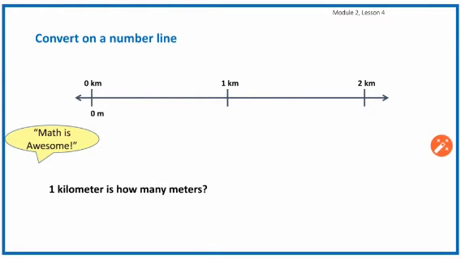One kilometer is how many meters? Yes, 1 kilometer is 1,000 meters. You are correct. 1 kilometer is equal to 1,000 meters. Good. 2 kilometers is how many meters? Good. 2 kilometers will give us 2,000 meters. Very good. 0 kilometer equal to 0 meter. 1 kilometer is equal to 1,000 meter. 2 kilometer is equal to 2,000 meter. Good.